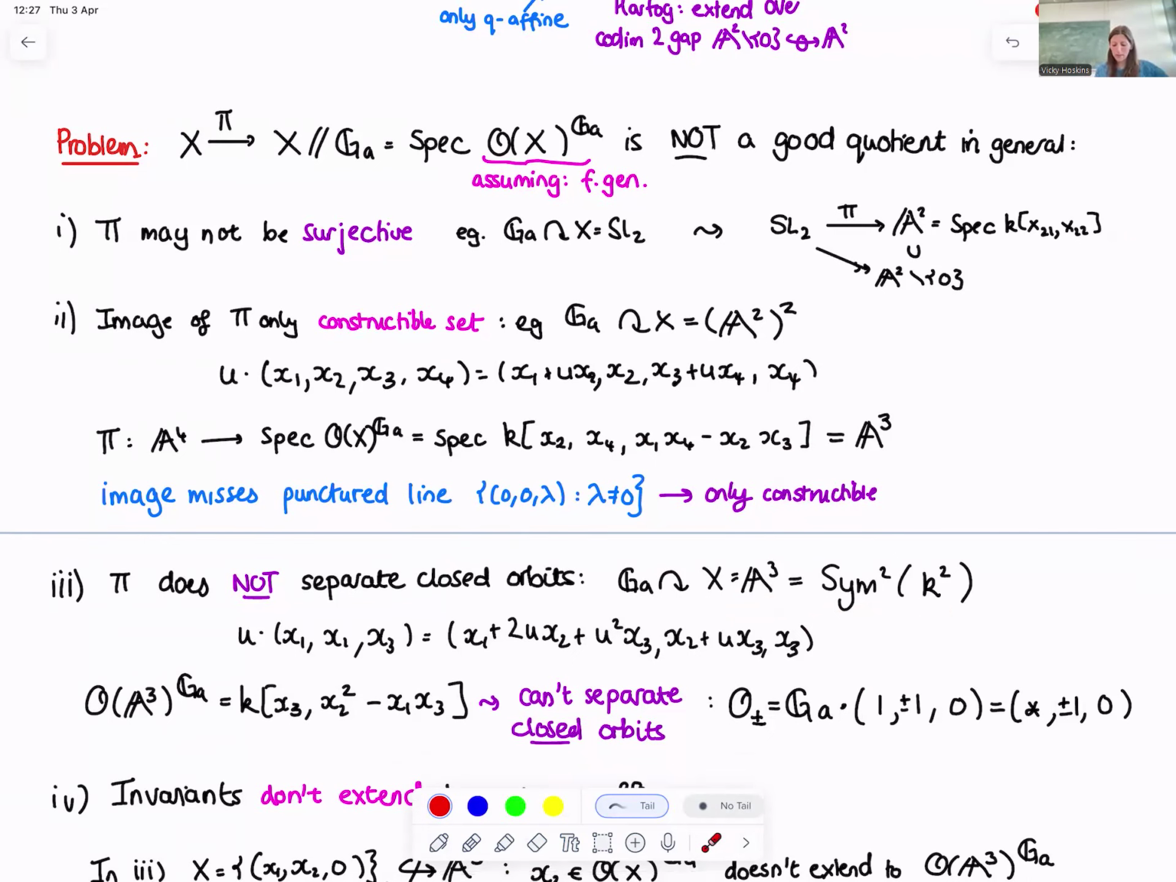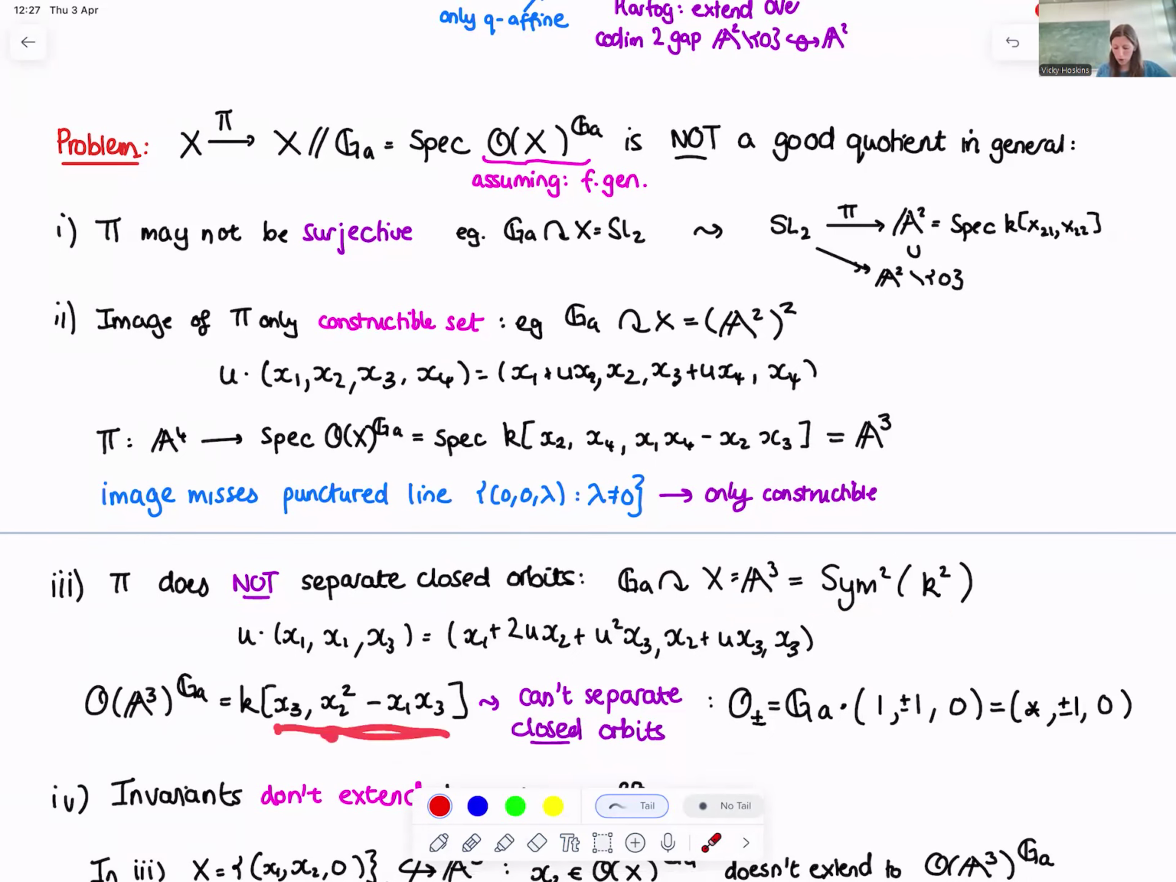And you see that these invariants don't separate the closed orbits, which are given by looking at the orbits of the points (1, plus or minus 1, 0). So these orbits look like this. And you can see because of this x2 squared term here, you're not going to separate these 2 distinct orbits.